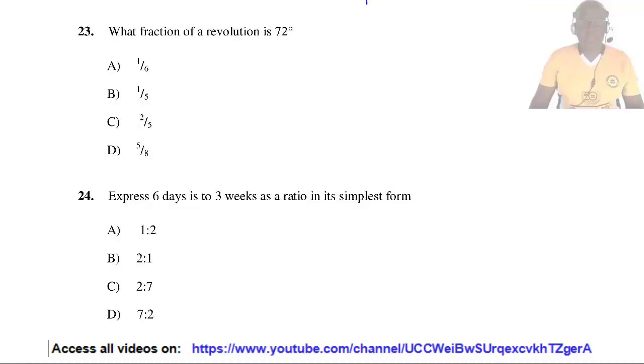Question 23. What fraction of a revolution is 72 degrees? A revolution is 360 degrees. So the fraction is going to be 72 divided by 360. 6 goes into 72, 12. 6 goes into 360, 60. 12 goes into 12, 1. 12 goes into 60, 5. So the answer is 1/5, which is B.